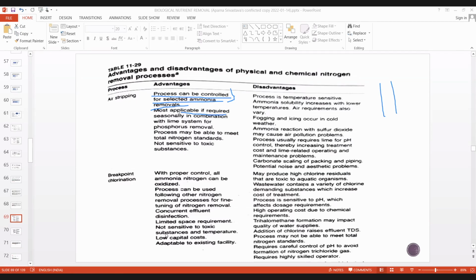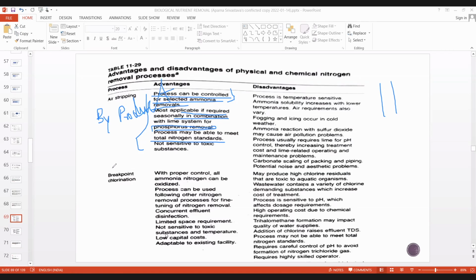Most applicable is required seasonally in combination with a lime system for phosphorus removal. At the same time, a combined system can be used for ammonia as well as phosphorus removal. The process may be able to meet total nitrogen standards. But the good thing, other than this advantage, is that there is no byproduct. That is very important. There is no byproduct. There is no fouling.